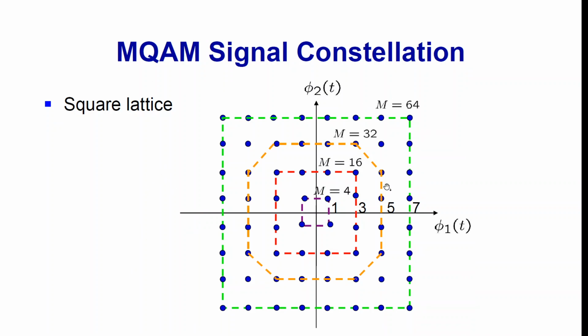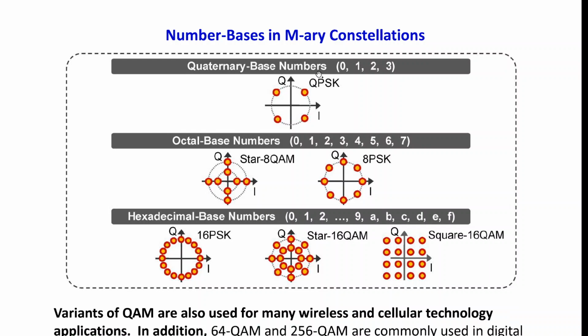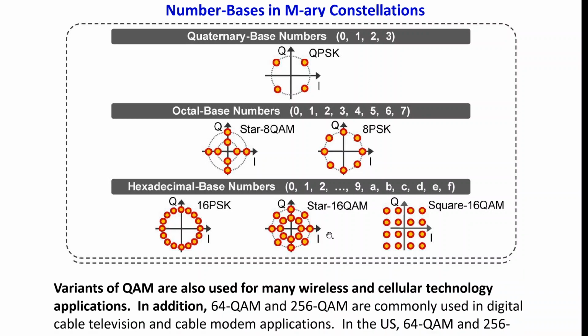So this is when M equal to 64. This constellation is M equal to 32. Then M equal to 16, M equal to 4. M equal to 4 is actually QPSK. Sorry, 4 QAM and QPSK are the same. 8 QAM is also possible. For these symbols, both amplitude as well as phase are changing. And this is 8 PSK, which is on a circle. This is 16 PSK and 16 QAM. These two are different: this is star 16 QAM and this is square 16 QAM.